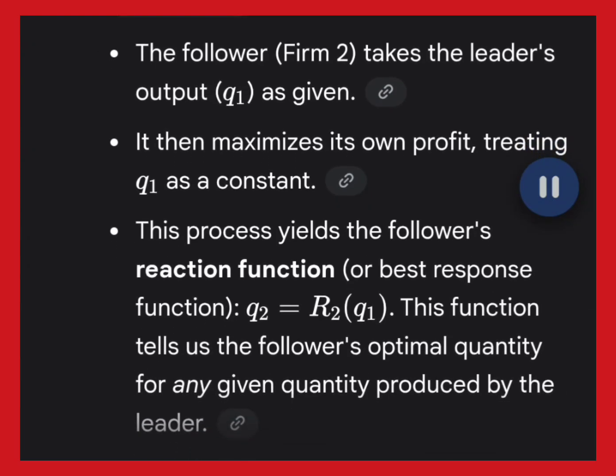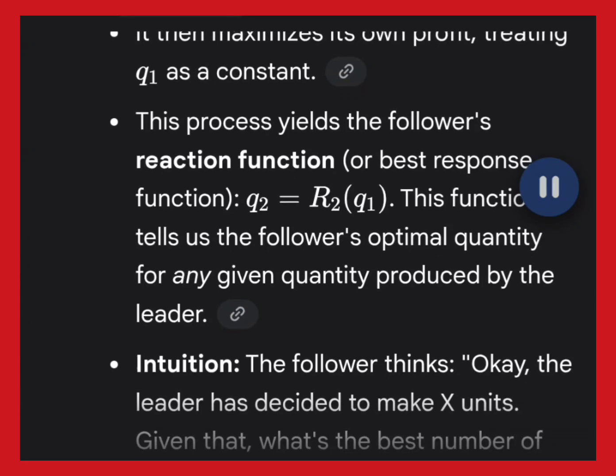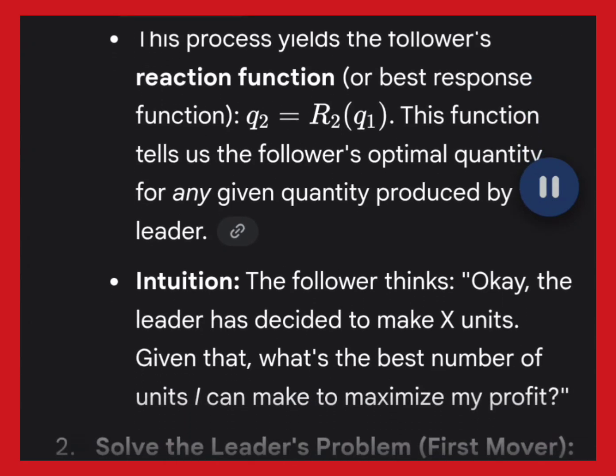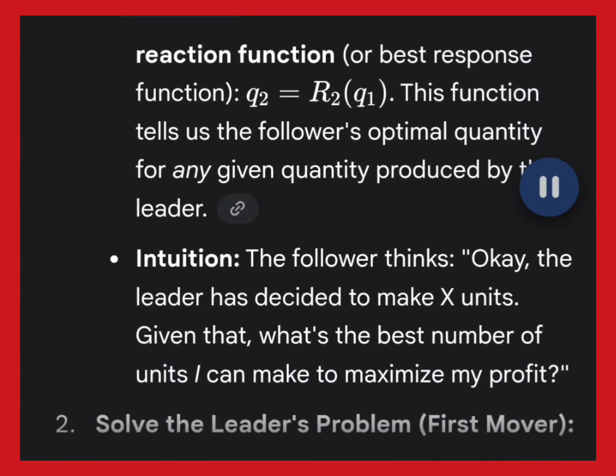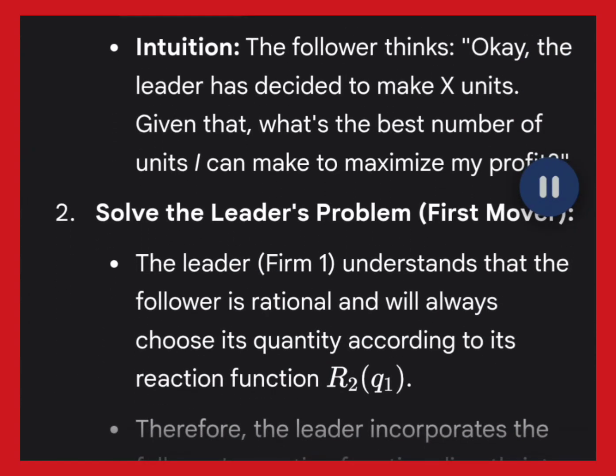This process yields the follower's reaction function, or best response function, Q_2 equals R_2(Q_1). This function tells us the follower's optimal quantity for any given quantity produced by the leader. Intuition. The follower thinks, okay, the leader has decided to make X units. Given that, what's the best number of units I can make to maximize my profit?